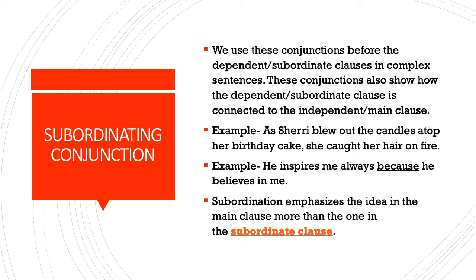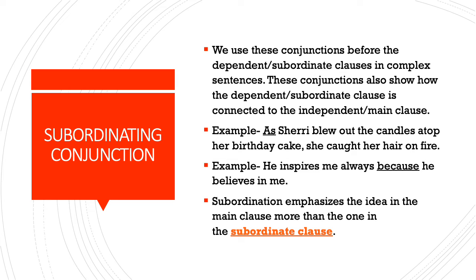As Sherry blew out the candles atop her birthday cake, she caught her hair on fire. Now, there are two clauses in this sentence. One is the dependent clause and the other is the independent clause. Which is the independent clause? She caught her hair on fire. So, if I cut out the entire section from "as Sherry blew out the candles atop her birthday cake", if I cancel out that particular part, "she caught her hair on fire" is complete in itself. It is a complete sentence. It is an independent clause.